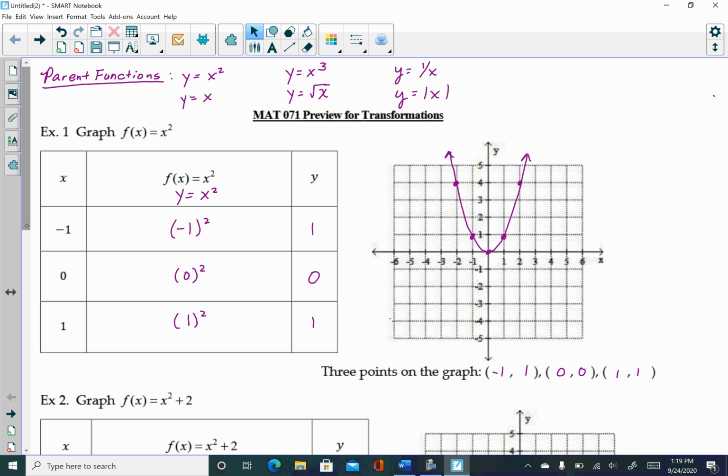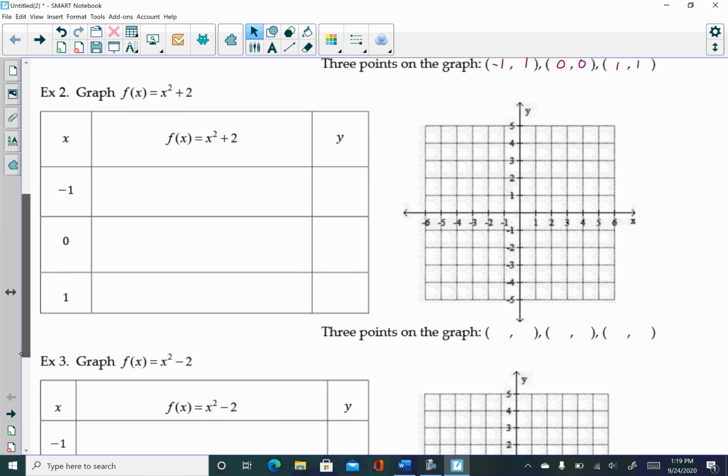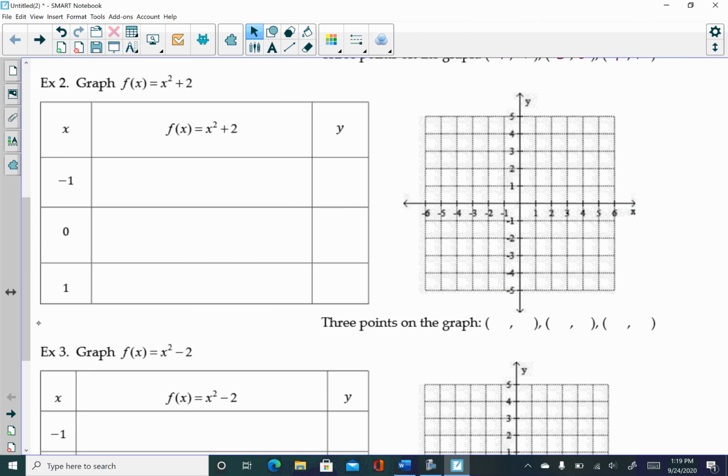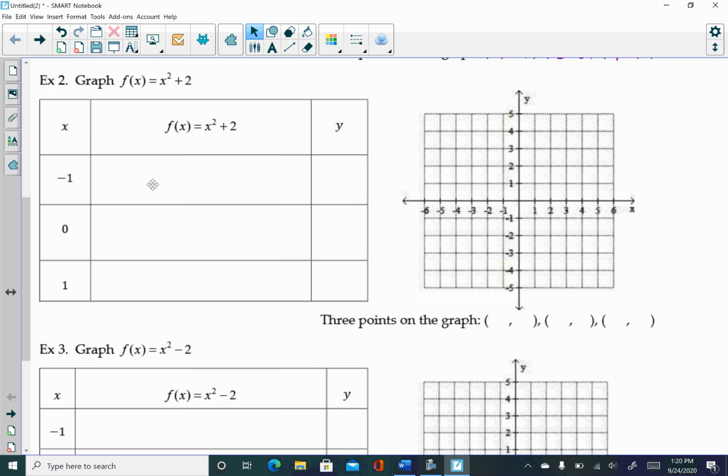All right, so now let's scoot on down here to example 2 and notice that the only difference between this function and the previous one is that we have this +2 at the very end. So we're kind of curious then, what does this +2 do? I chose the same values over here for x, so I'm going to plug these values in. So I have -1 squared plus 2, 0 squared plus 2, +1 squared plus 2. So we know -1 squared is just 1, 1 plus 2. 0 squared is 0, so 0 plus 2. 1 squared is 1, 1 plus 2.